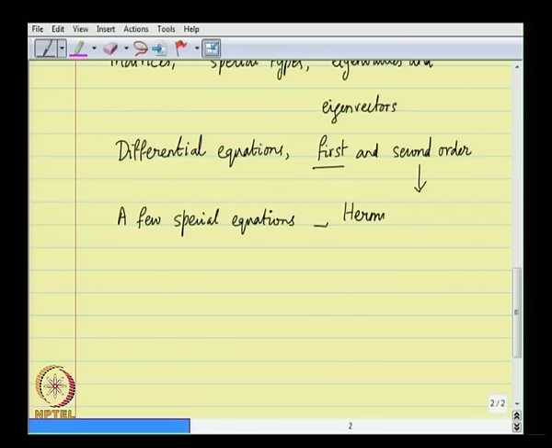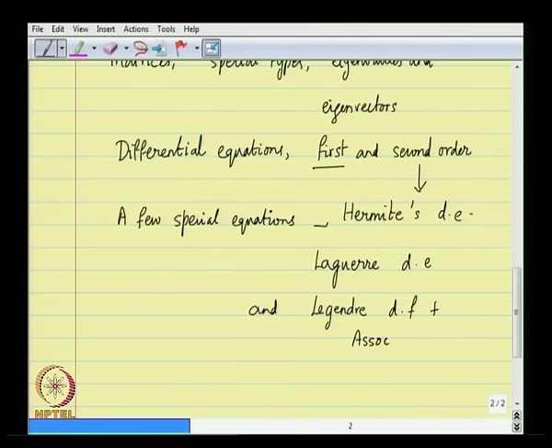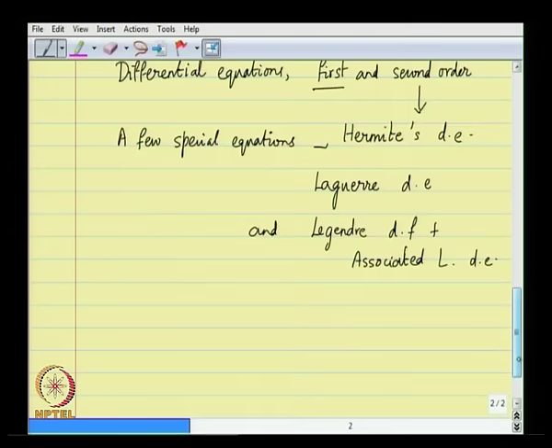Hermite DE, Laguerre DE, and Legendre differential equation plus the associated Legendre differential equations. These are important in solving various model problems in chemistry.